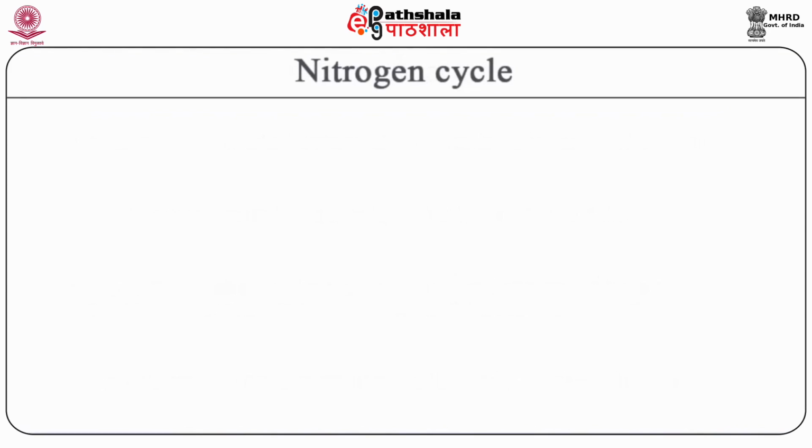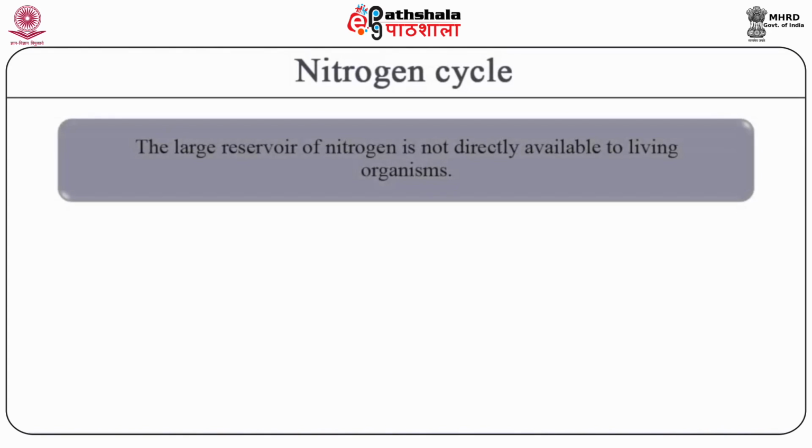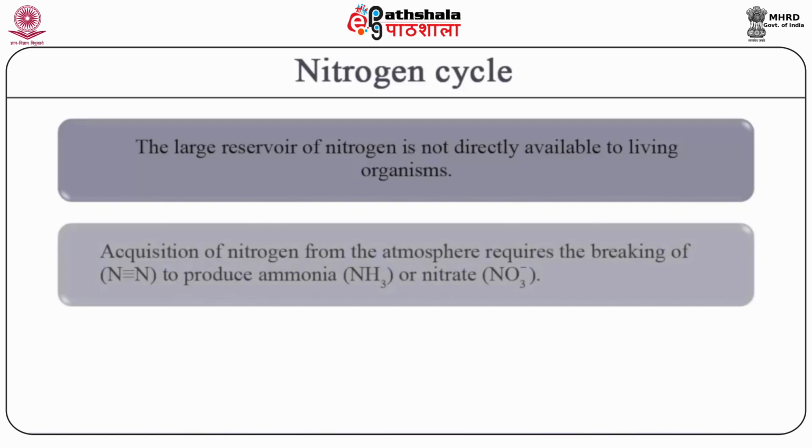Nitrogen is present in many forms in the biosphere. For the most part, this large reservoir of nitrogen is not directly available to living organisms. Acquisition of nitrogen from the atmosphere requires the breaking of an exceptionally stable triple covalent bond between two nitrogen atoms to produce ammonia or nitrate. These reactions, known as nitrogen fixation, can be accomplished by both industrial and natural processes. Nitrogen fixation is the process of conversion of atmospheric nitrogen to ammonia.